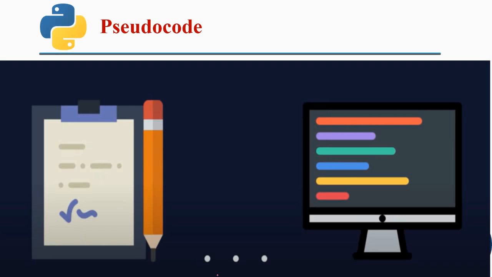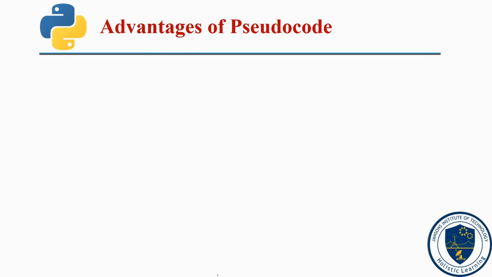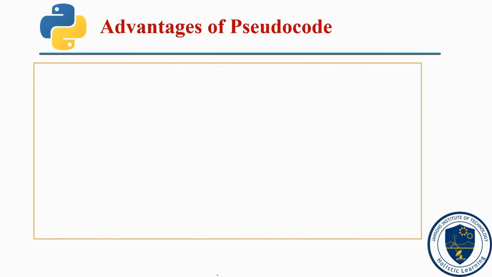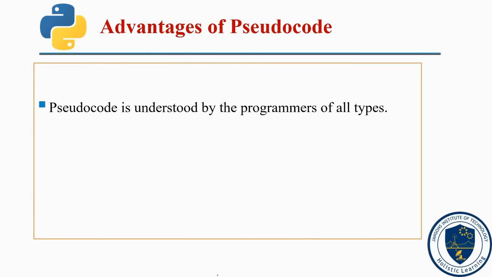Let's see a few advantages of developing pseudocode. Pseudocode is understood by programmers of all types. It doesn't matter what language they are dealing with. Pseudocode written can be converted to any programming language, maybe C, C++, Java, Python, or any other language.